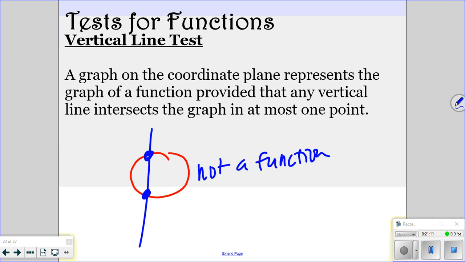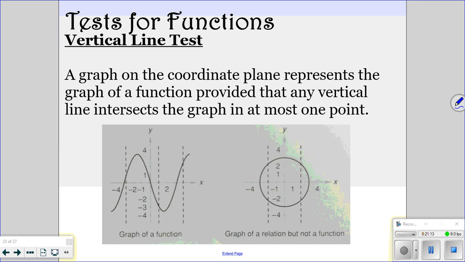So let's look here. Here's a circle. It's not a function. But over here, this is a function because every vertical line that I draw passes the vertical line test.